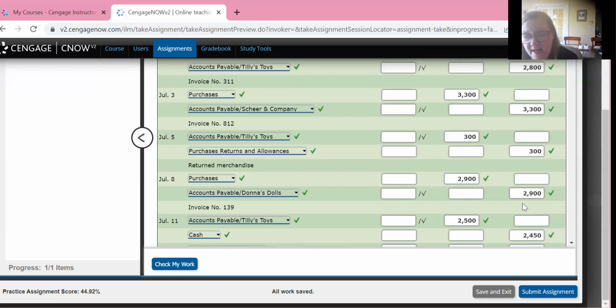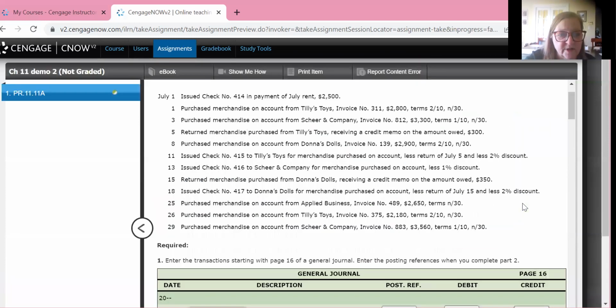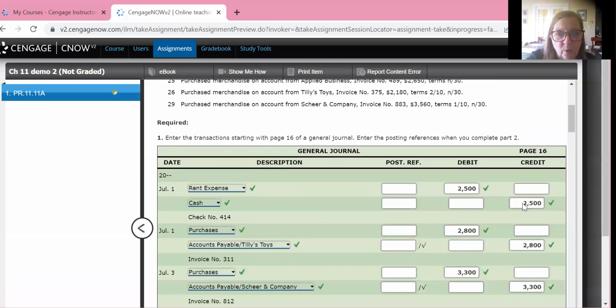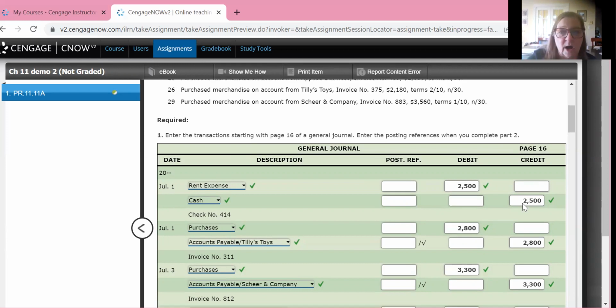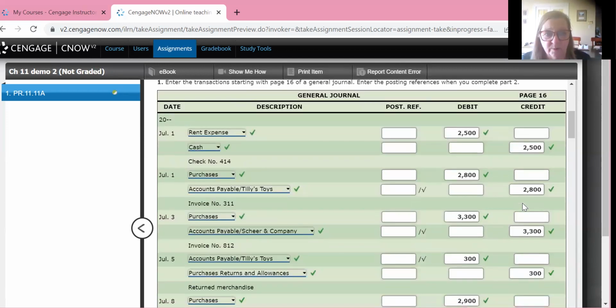So this problem is asking us, let me go to the directive again. Required number one is asking us to enter the transactions. And we did those, the journal entries. And then requirement number two is just saying post from the journal to the general ledger and the accounts payable ledger accounts. So it wants us to post these entries to the general ledger and then post them to the subsidiary ledger as well. And I'm not going to spend time doing every one, but I'll do a few of these.